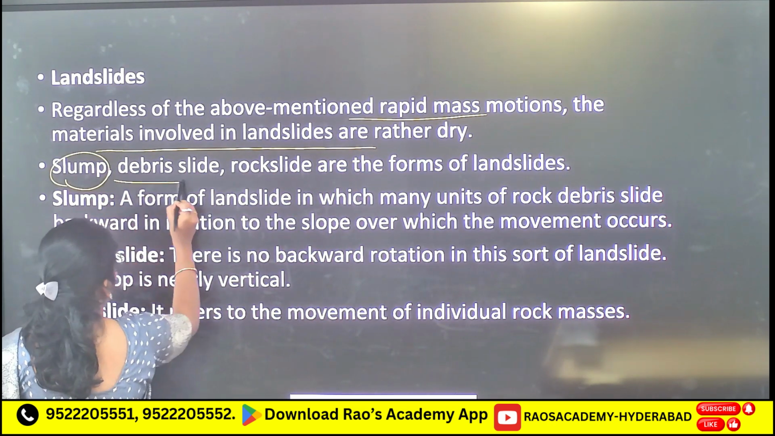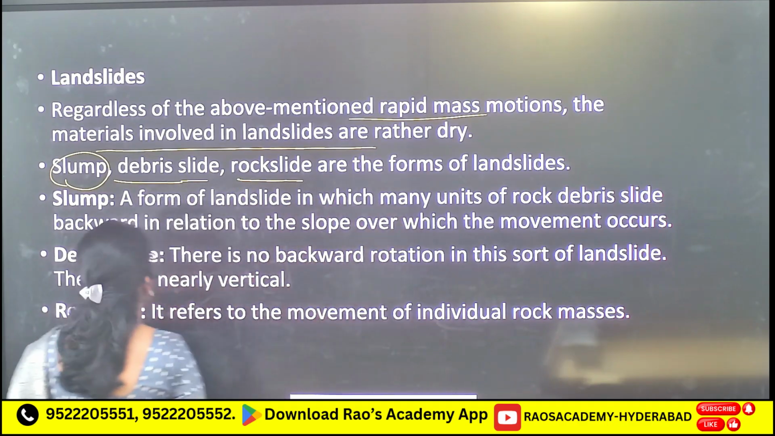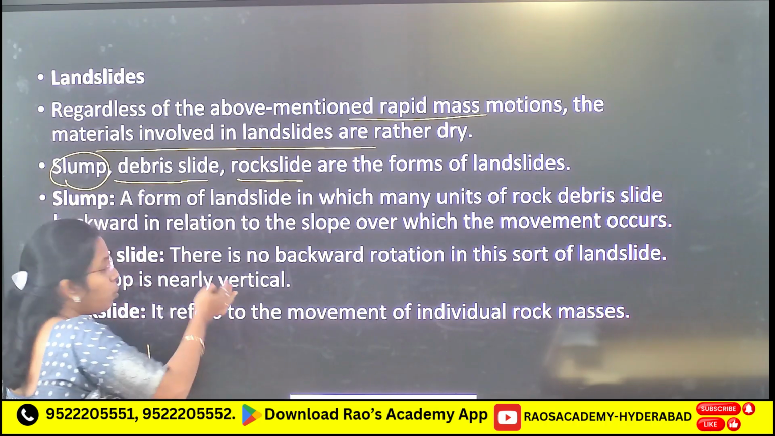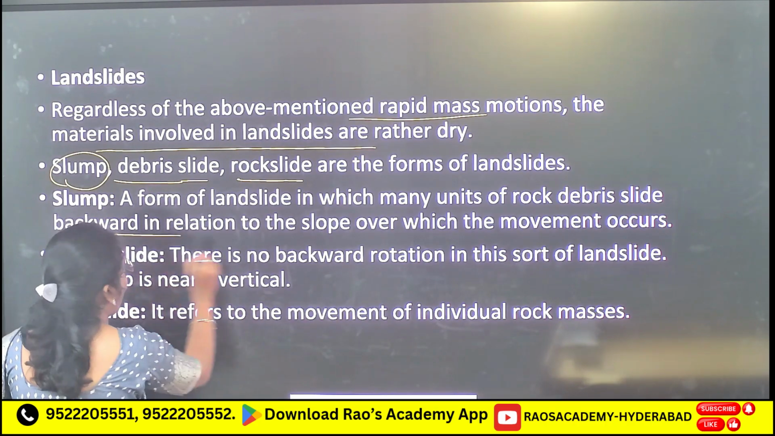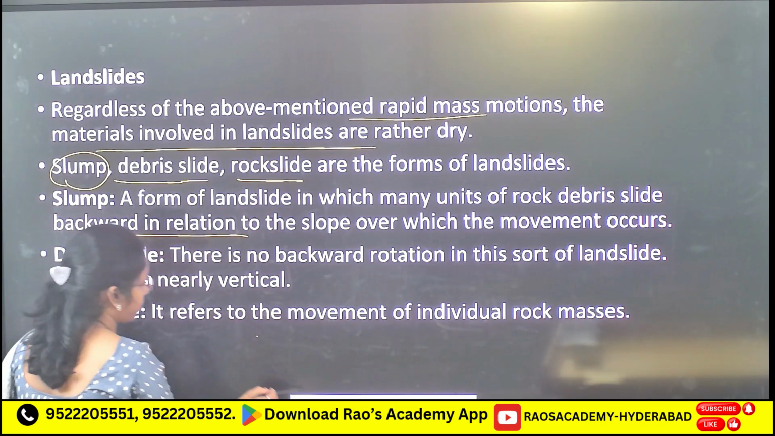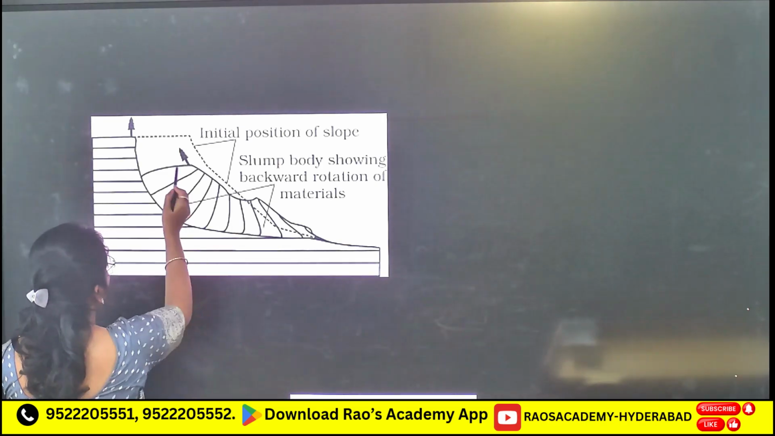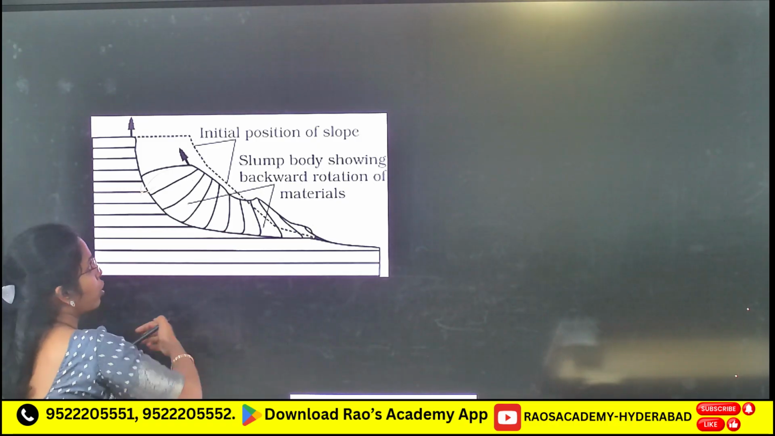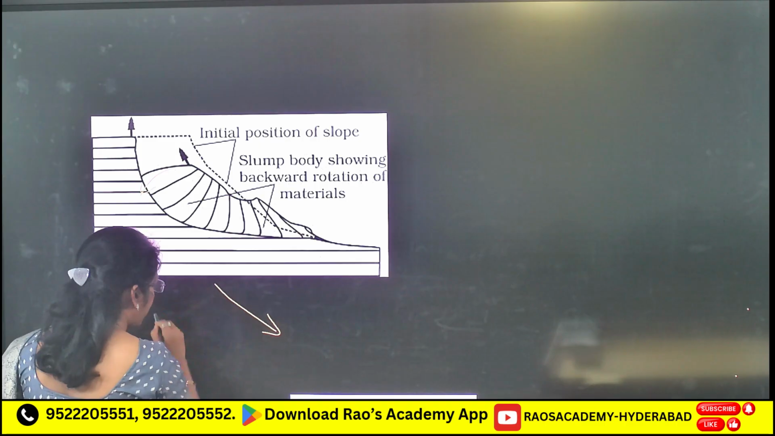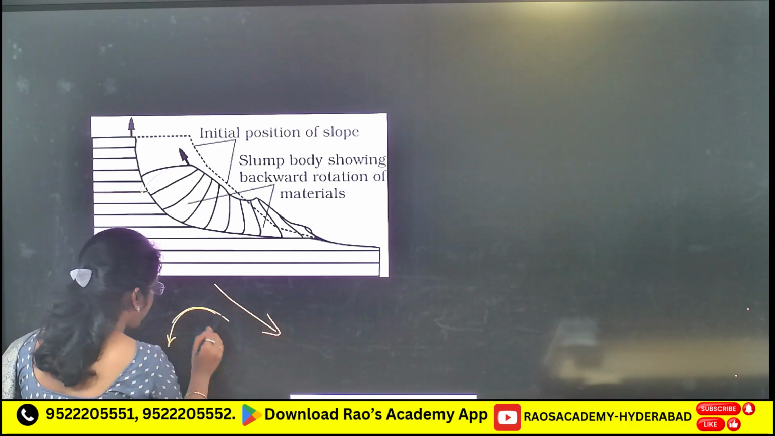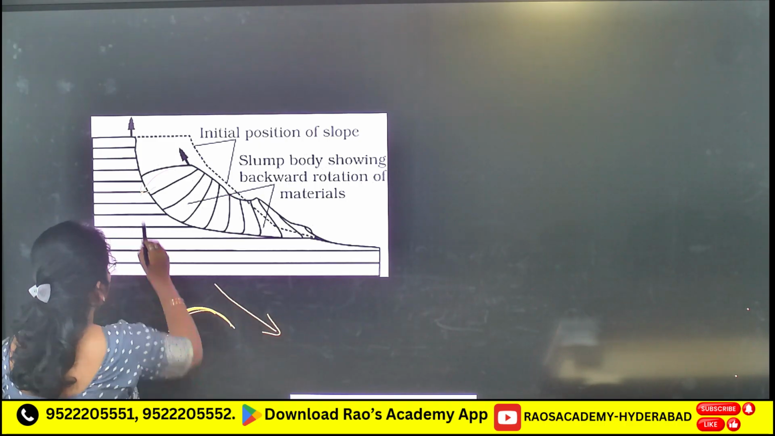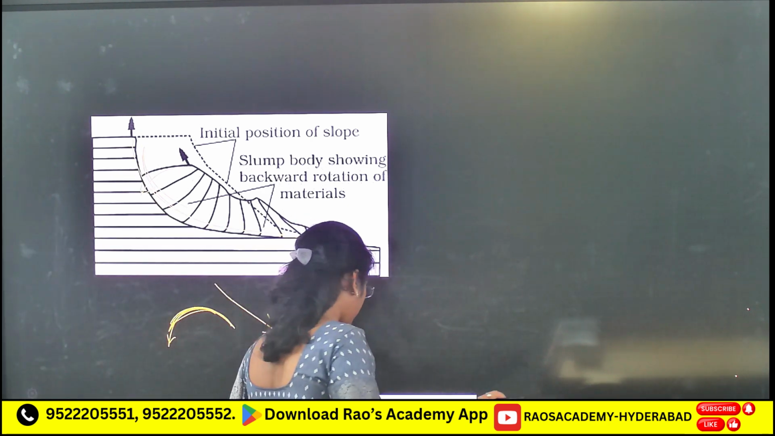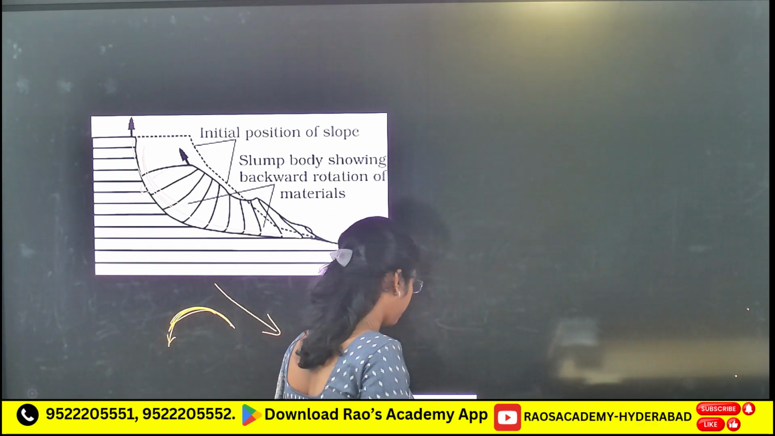Slump, debris slide and rock slide are the forms of landslides. A slump is a form of landslide. How? You will see backward movement, backward rotation of material. This is a slide, but in slump you will see backward movement and a slump-like structure. Here you will see this is a slip surface. This is a slip surface.